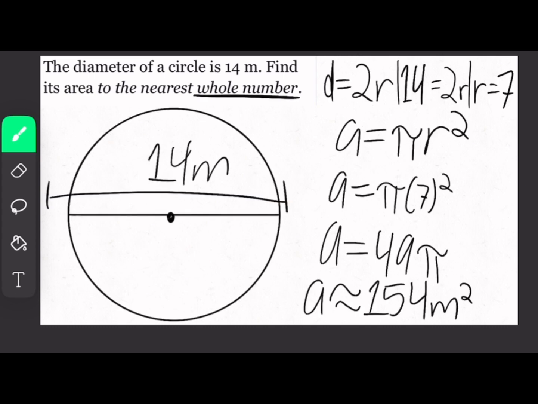Alright, again, diameter is 2 radius, 14 equals 2 radius, radius equals 7. So, area equals pi radius squared, plug 7 in for r, A equals pi 7 squared, 49 pi, and then you do that in your calculator. You'd get about 154 meters squared. Remember, they wanted a whole number.